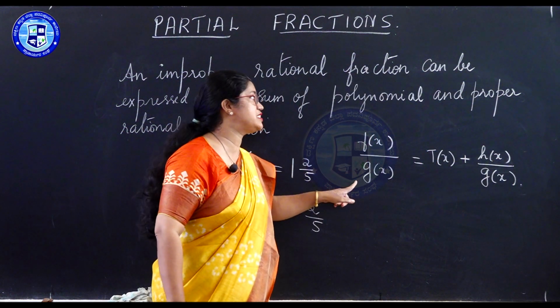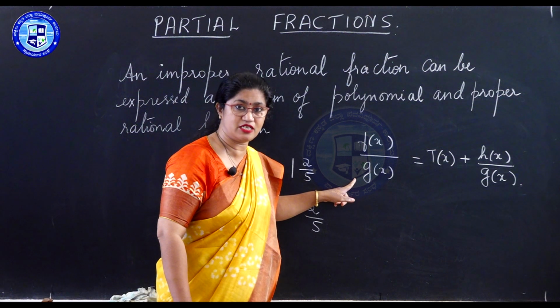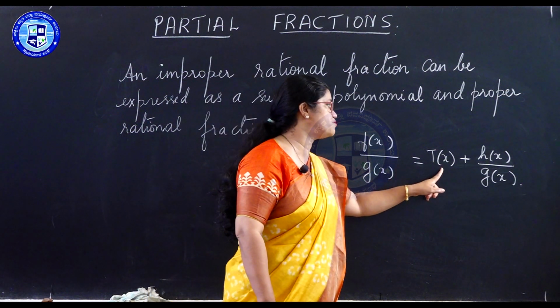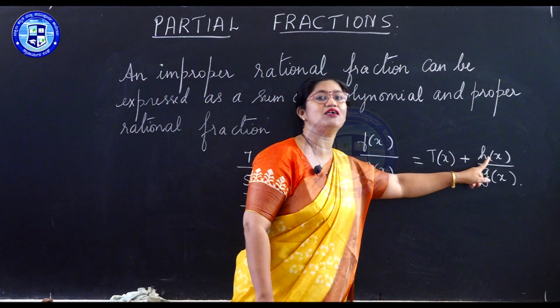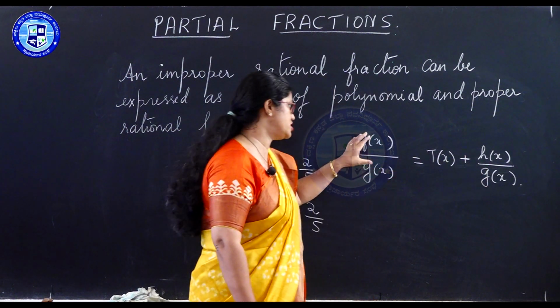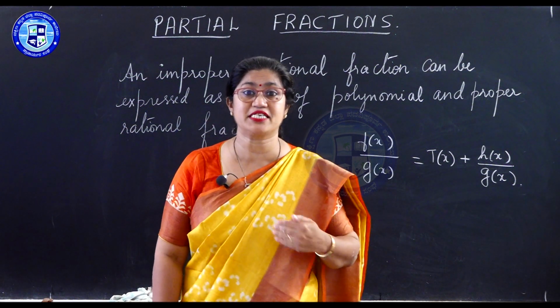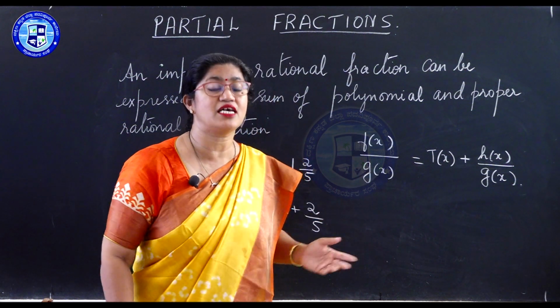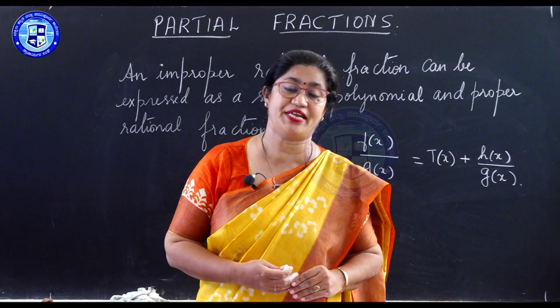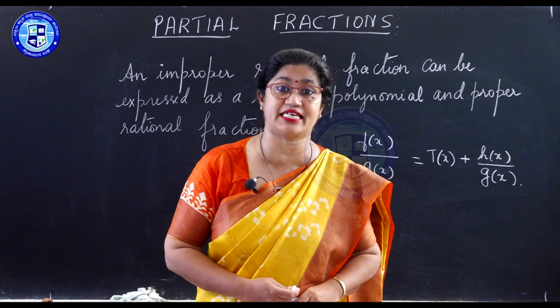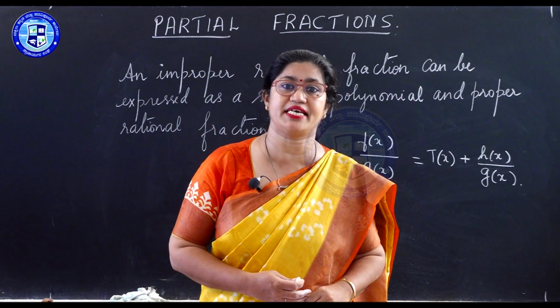If this is an improper fraction, you can always write it as polynomial plus a proper fraction. So this is improper and this is proper. If you don't like me explaining it in terms of x, I will explain it with the help of an example. I am sure you will understand it better when explained with an example.